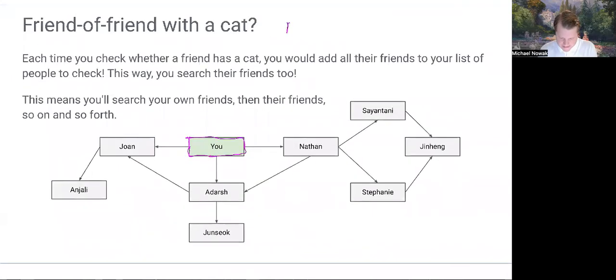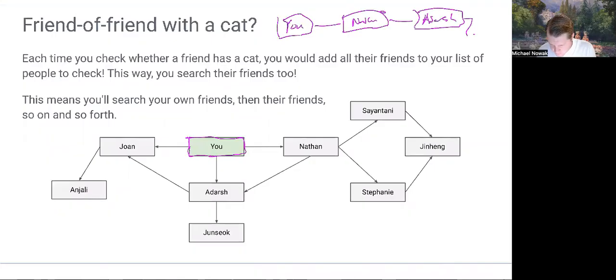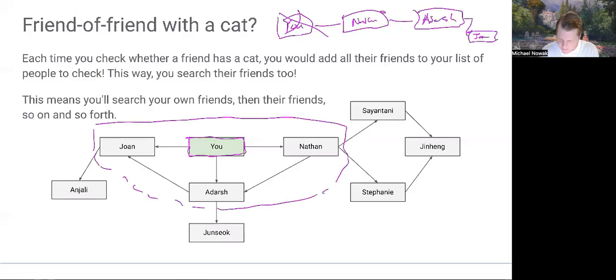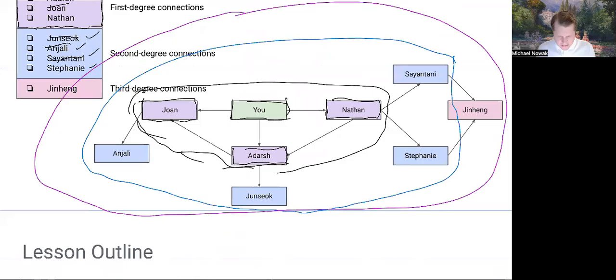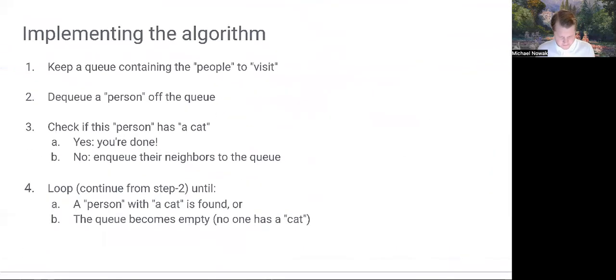Because if we begin with myself and I don't have the cat, Nathan, Adarsh, and Joan will be added to my queue. And then we'll just continue this process. And notice how the enqueue adds people to the end. Dequeuing removes the person from the front. Cool. Okay, so continuing through this.